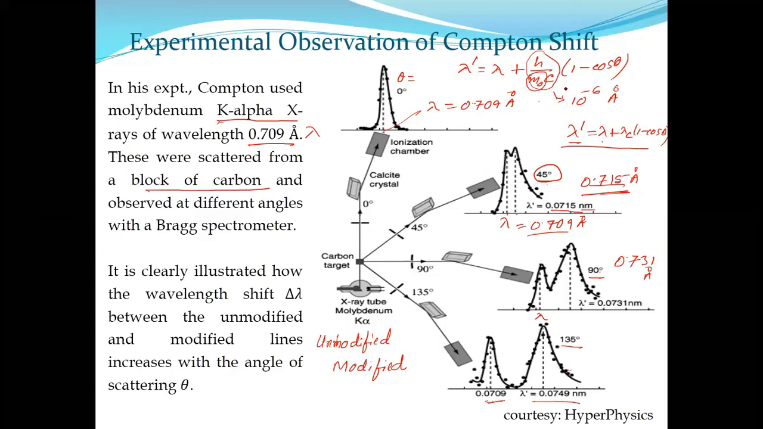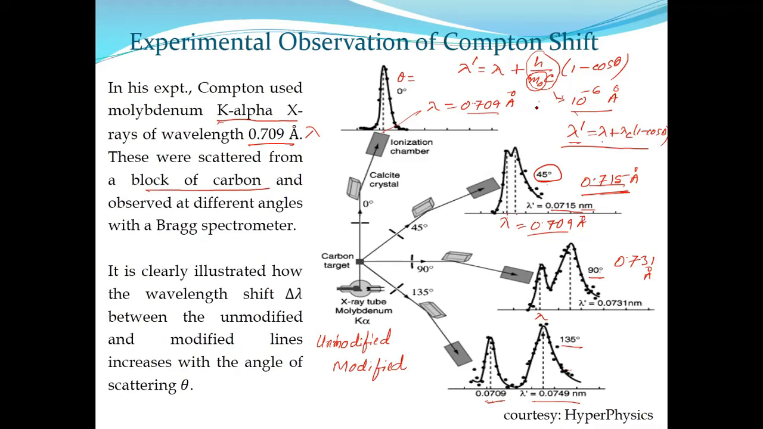So it is so small that experimentally we are observing that lambda remains the same. Because think, lambda was 0.709 angstrom. Now if you add 10 to the minus 6 angstrom to it, theoretically lambda changes. Theoretically the wavelength changes. But experimentally, practically, can you observe it? What you will observe is 0.70900 something.